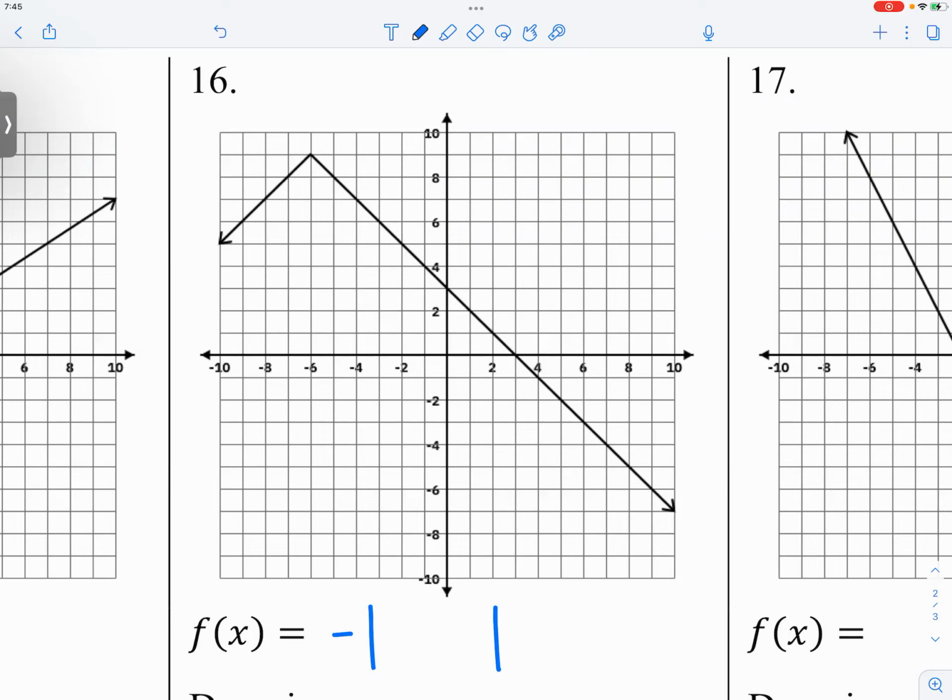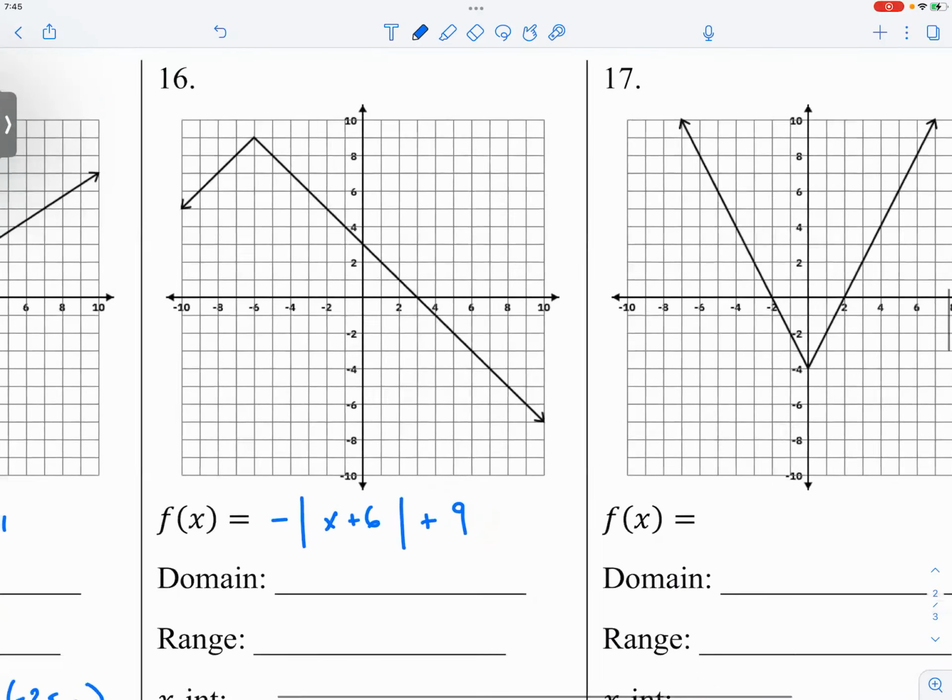That's all good. It's moving to the left for how many units? 6 units. So therefore we write down x plus 6. And then it's going to move up for 9 units. And voila, we've got the equation. Easy. Piece of cake.